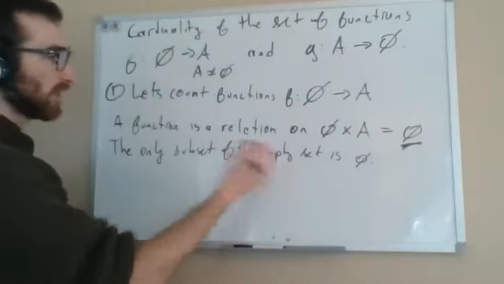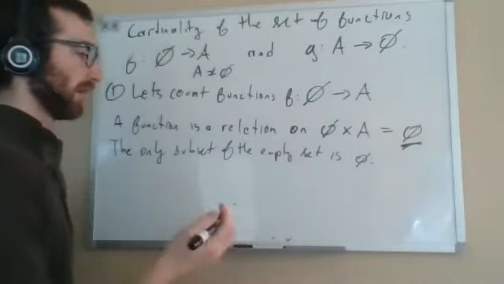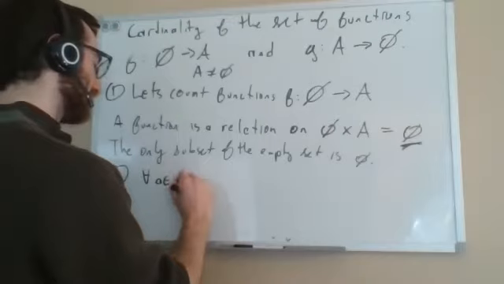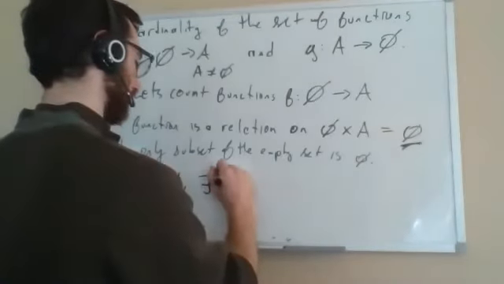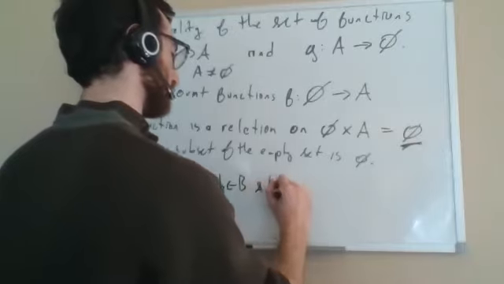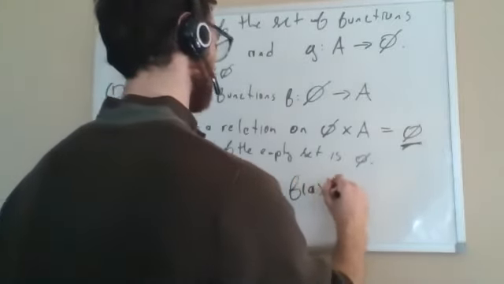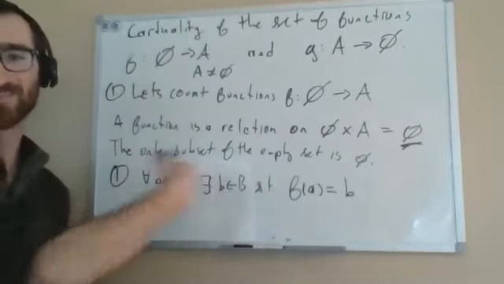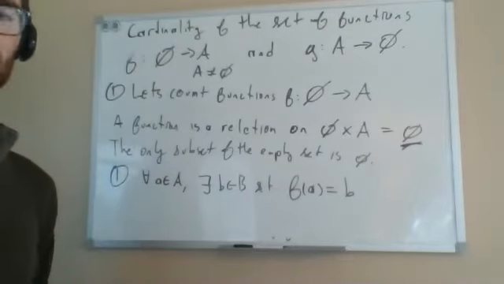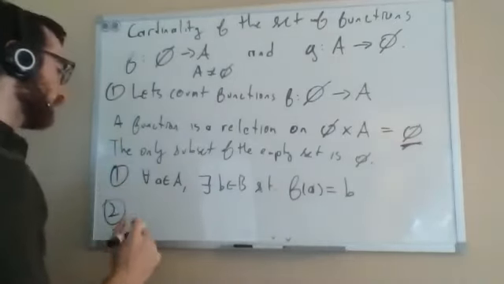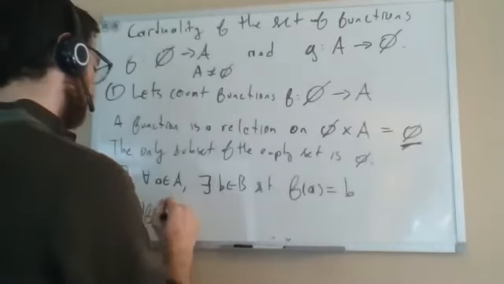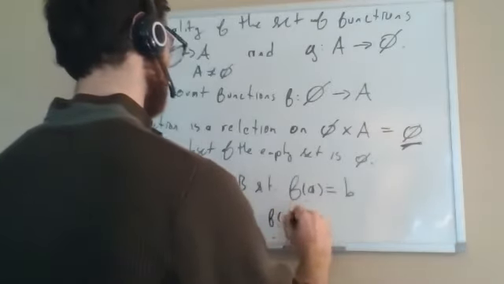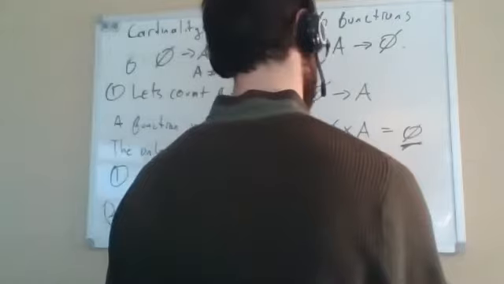And then there are two things to check. For a relation to be a function, you need two more things. One is for every a in A, there exists a b in B such that f of a is equal to b. This is the condition that your function maps an element of A to an element of B. So this is exactly what you two are saying. And then part 2 is that if f of a is equal to b1 and f of a is equal to b2, then b1 is equal to b2.